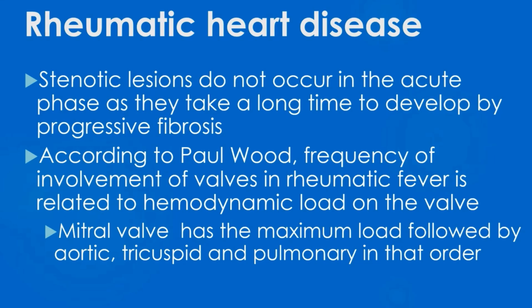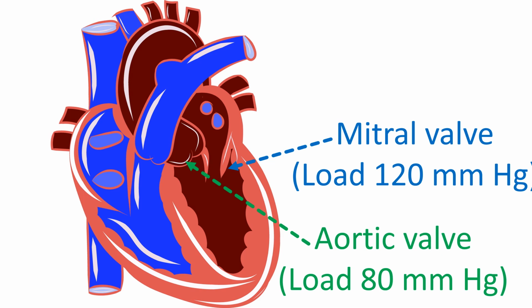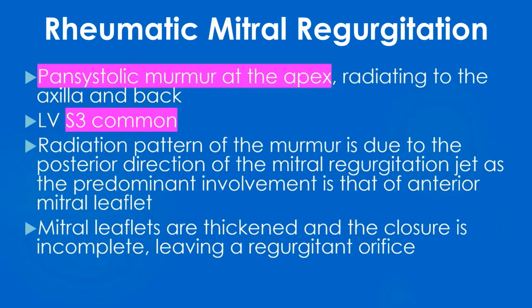According to Paul Wood, the frequency of involvement of valves in rheumatic fever is related to the hemodynamic load on the valve. In this respect, the mitral valve has the maximum load, followed by aortic, tricuspid and pulmonary in that order. The mitral valve faces the systolic left ventricular pressure in closed position, and the aortic valve faces the diastolic aortic pressure in the closed position. Rheumatic mitral regurgitation manifests clinically with a pan-systolic murmur at the apex radiating to the axilla and back.